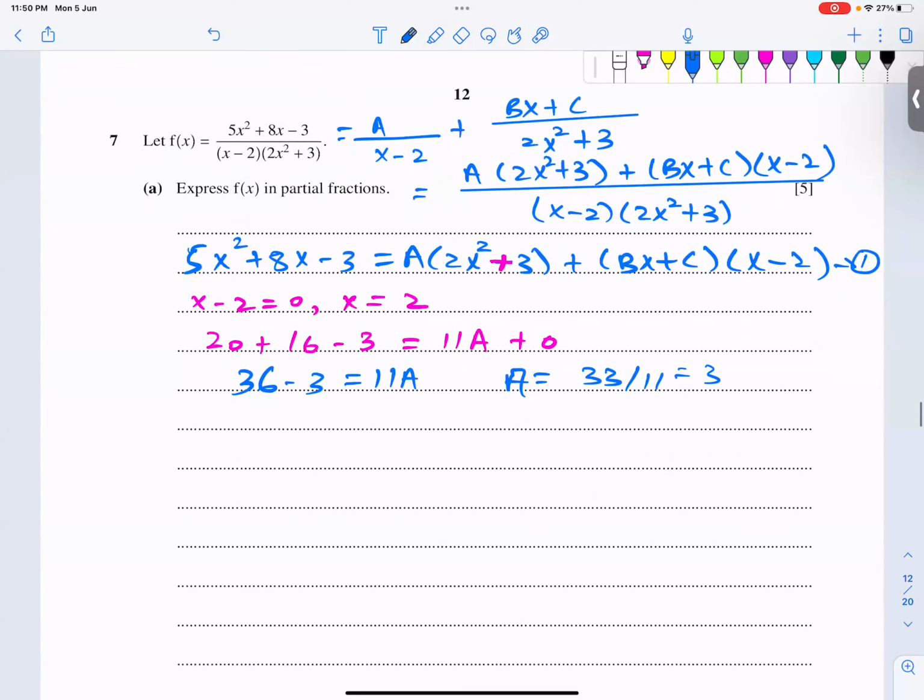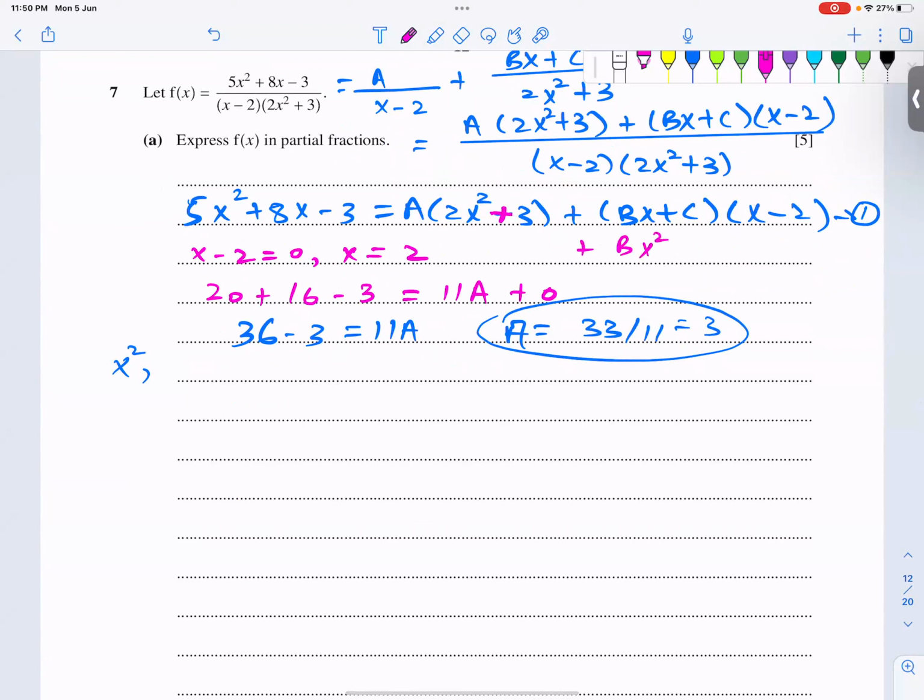Now comparing the coefficients will give us, if you compare the coefficient of x square, for this, first multiply the brackets, bx square minus 2bx plus cx minus 2. So if you compare the coefficient of x square, left side will be 5 is equals to, right side will be 2a plus b. And put the value of a here. 5 is equal to 2 times 3 will be 6 plus b. So b will be -1.